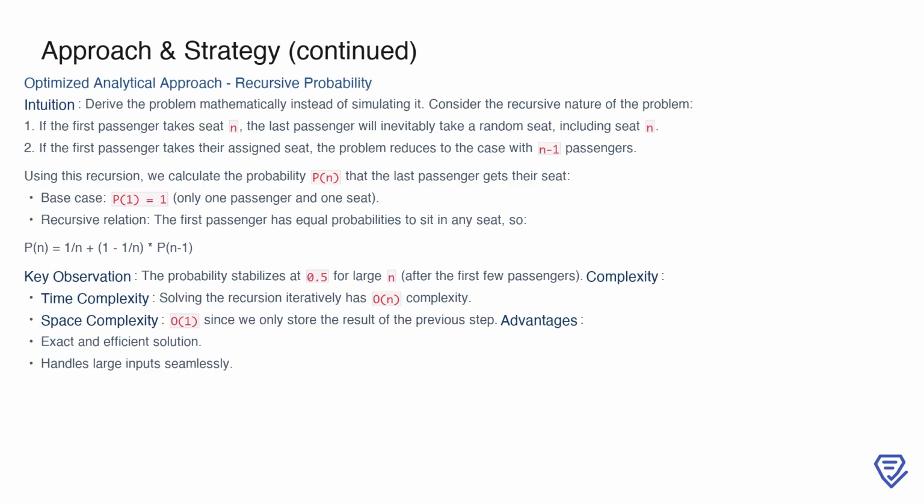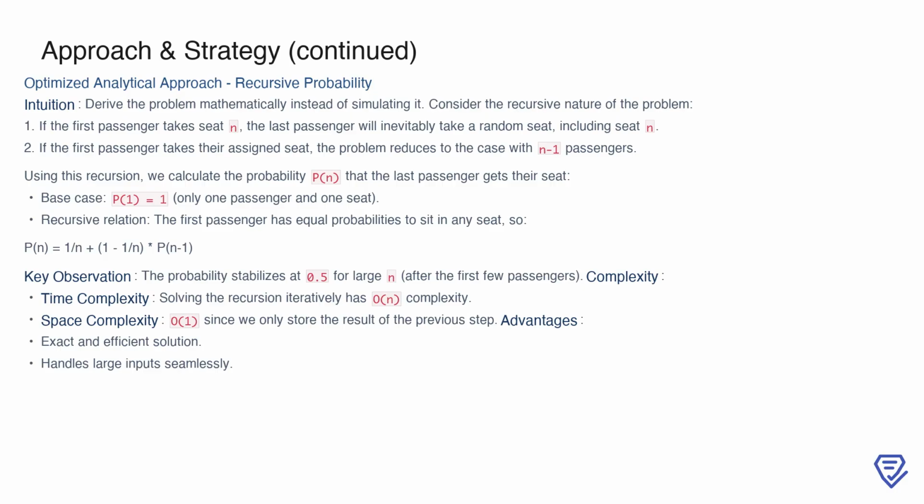Using this idea, we can derive a recursive formula for the probability P(n) that the last passenger gets their assigned seat. The base case is straightforward. If there's only one passenger and one seat, the probability is 1. For n greater than 1, the formula is P(n) equals 1/n plus 1/n * P(n-1). An interesting insight is that as n becomes very large, the probability converges to 0.5.